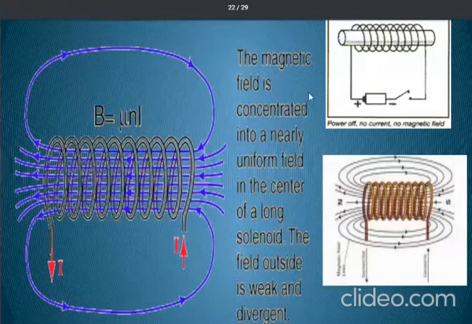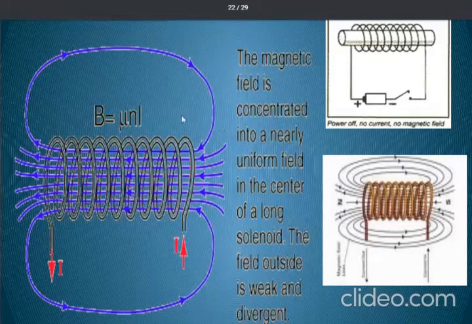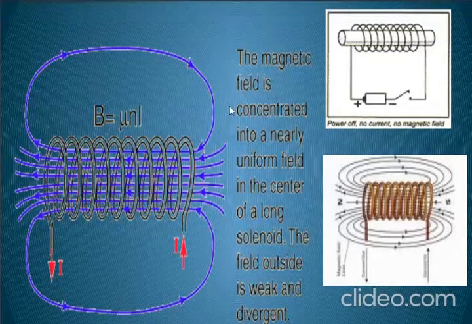Okay, in the last class we have discussed about the magnetic field and magnetic field pattern due to current carrying conductor as well as current carrying loop. And today we will discuss about magnetic field expression of magnetic field.